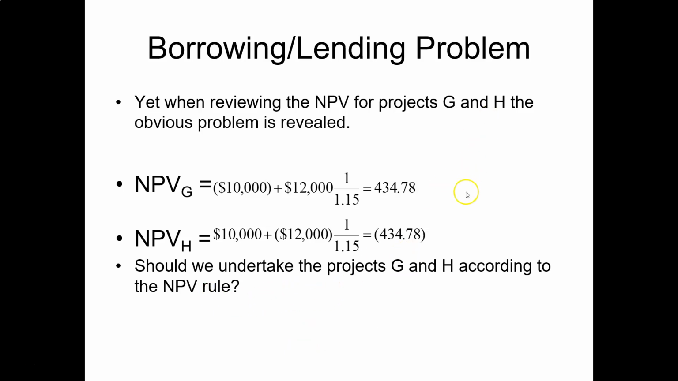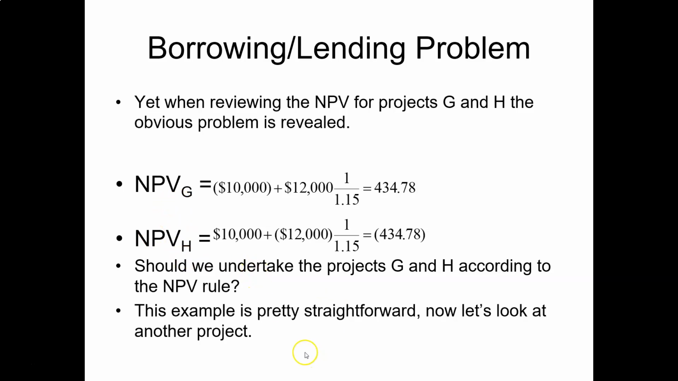Under the internal rate of return, Project G and Project H have identical internal rates of return. But the net present value of Project G is positive, and the net present value of Project H is negative. So we should take Project G and reject Project H.